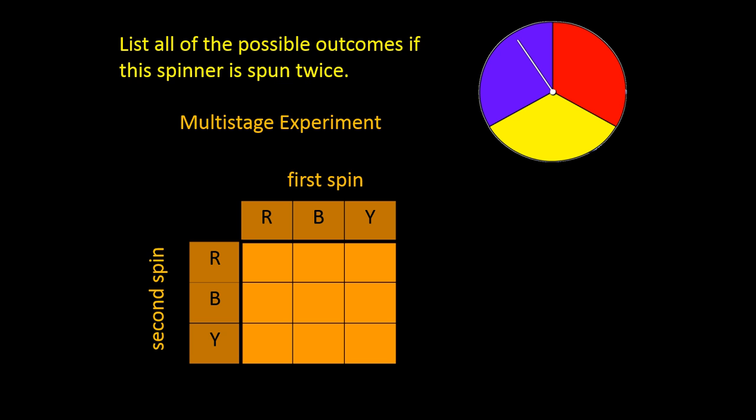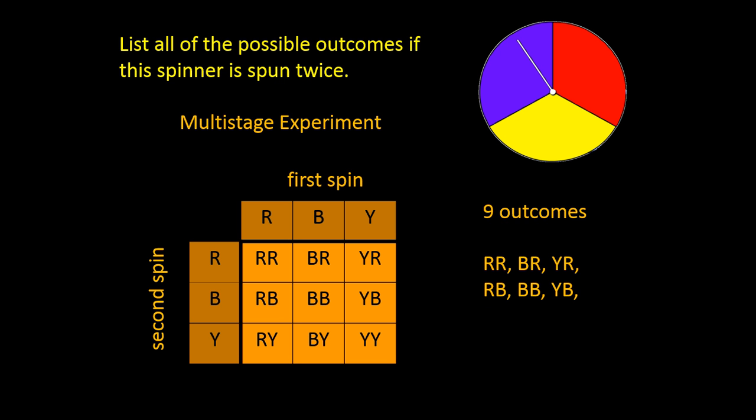And then if we combine those spins, so for example, if we spun 2 reds, we could call that red, red. Or if we spun a blue on the first spin and a red on the second, we could call that blue, red. Or a yellow on the first spin and a red on the second spin, we could call that yellow, red, and we could do that for the entire table, and we can see that we've got 9 possible outcomes for this experiment. So if we wanted to list all of those outcomes, we could just abbreviate, and we could list them as red, red, blue, red, yellow, red, and so forth until we list all 9 outcomes. So each of these 9 outcomes are equally likely.